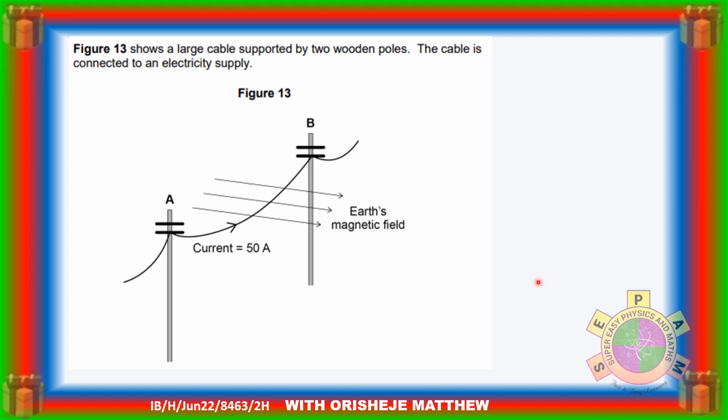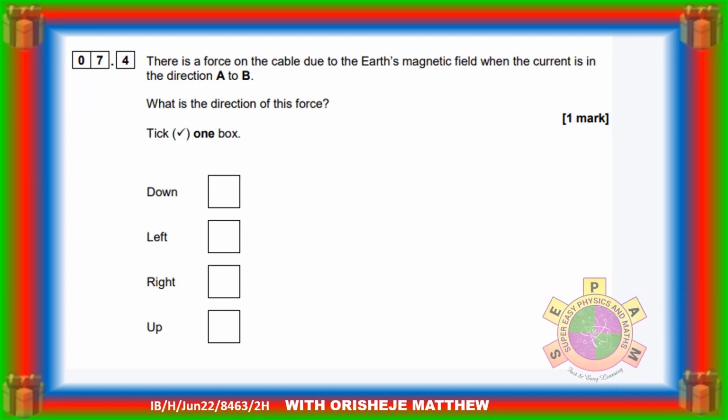Figure 13 shows a large cable supported by 2 wooden poles. The cable is connected to an electric supply. Then you see the direction of the current. So this is a conductor carrying current in a magnetic field, that is the Earth's magnetic field. A conductor carrying current in a magnetic field. So we're going to the analysis.